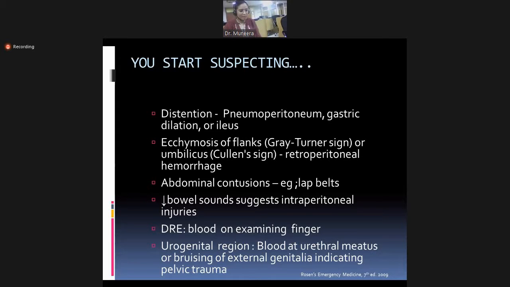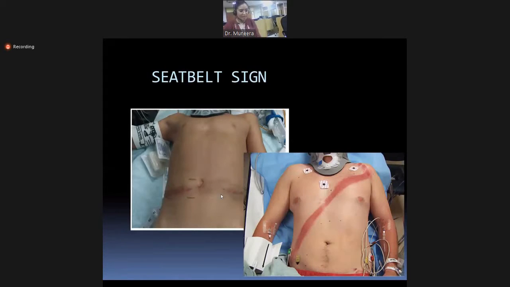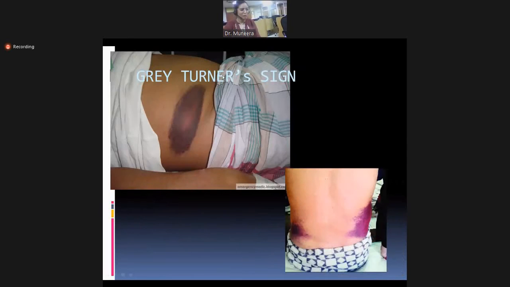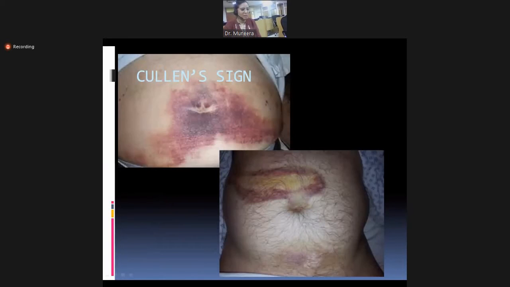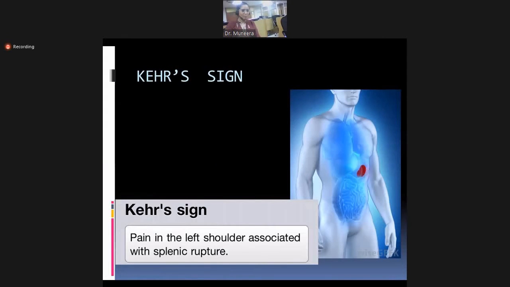A bruise in the flank is known as Grey Turner sign. A bruise around the umbilicus we call Cullen sign. Both are indicators of retroperitoneal hemorrhage. This is known as Kehr sign, which was present in our first scenario. The patient will feel pain in the left shoulder tip after blunt abdominal trauma, and this is an indicator of a ruptured spleen. It's known as a positive Kehr sign.